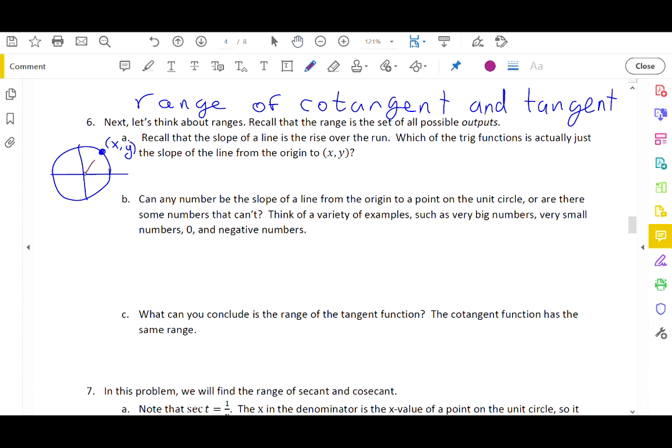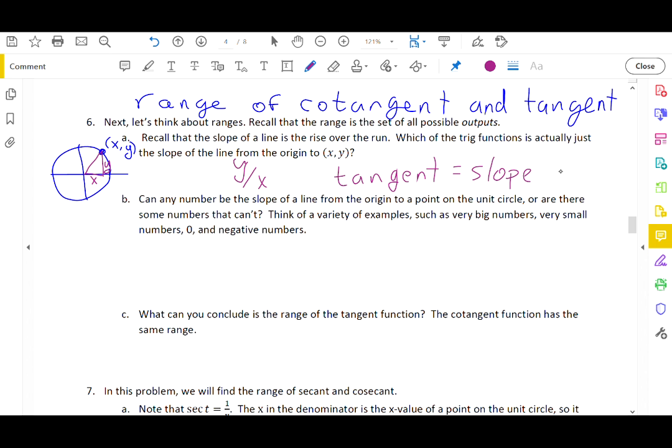So if we draw that line in here, and then we draw also the little triangle here, the height of that triangle is the y, the base there is the x. The rise over run, the slope of that line, is y over x. And that's the tangent. So the tangent is the slope. Those are the same thing.